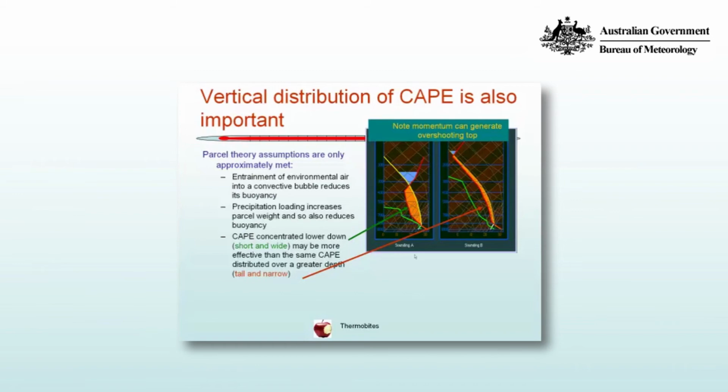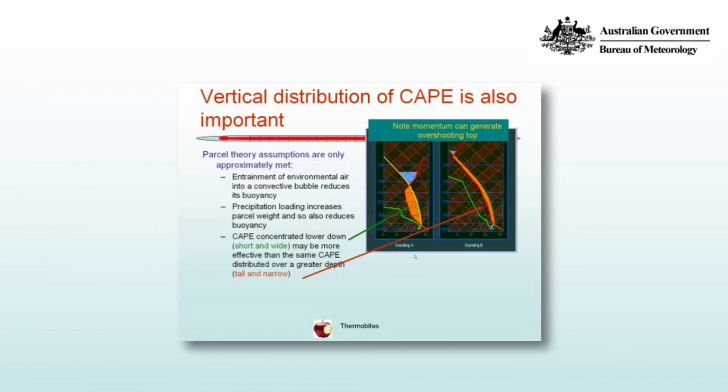Of course, we've assumed parcel theory in all of this, and parcel theory assumptions are only approximately met. So, for example, there's actually entrainment of environmental air into a convective bubble, and that will reduce its buoyancy. If you're mixing with cooler air you reduce the virtual temperature, and if you mix with drier air, you also reduce the virtual temperature of the parcel, and hence the difference between the parcel virtual temperature and that of the environment, and therefore the CAPE.